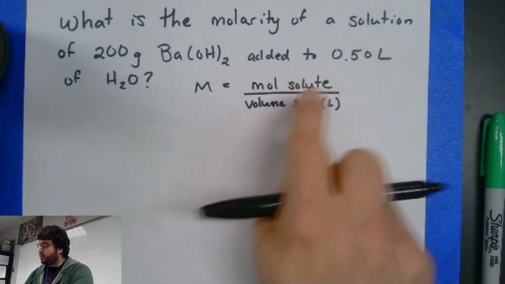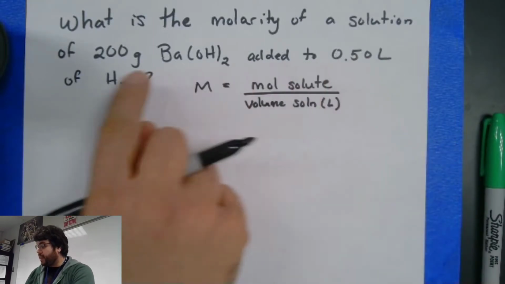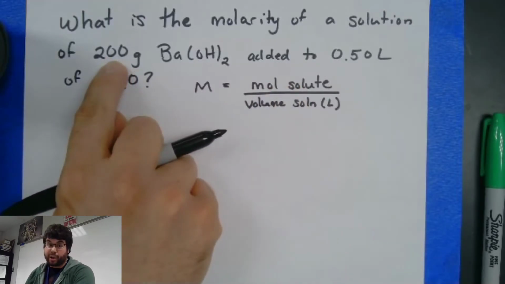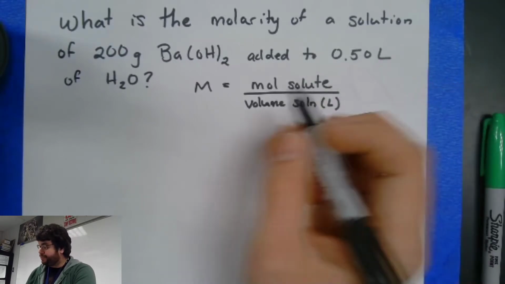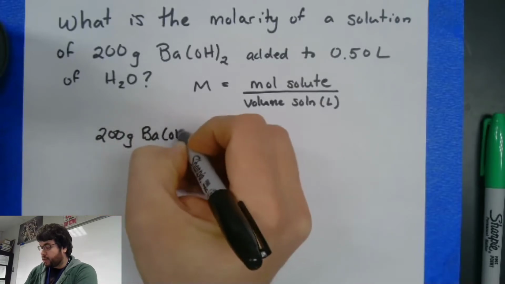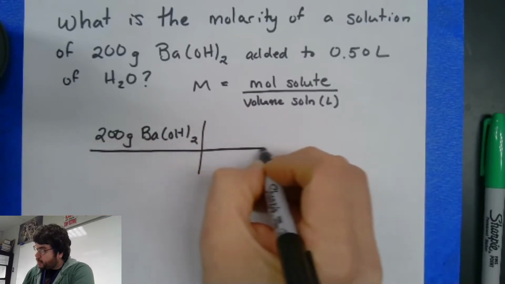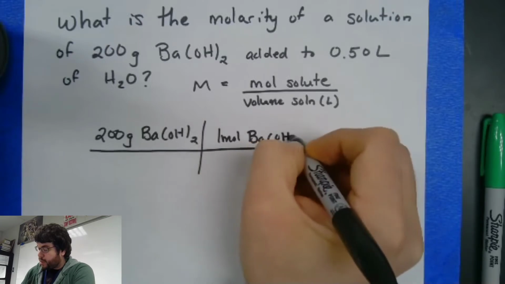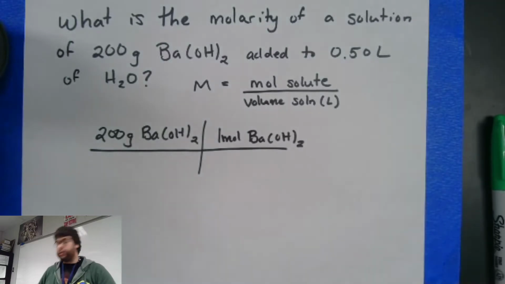Now the volume they're telling us is 0.5 liters, so that's not a big deal, but they have not told us how many moles of the solute there are. So we're going to take this 200 grams of barium hydroxide and convert it to moles, and then we're going to divide. That's about it. It's really not that bad. So 200 grams of barium hydroxide, and then we're going to divide by the molar mass of barium hydroxide, and that would be, oh, I don't even have a periodic table.